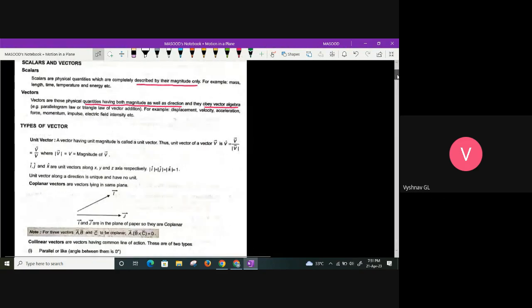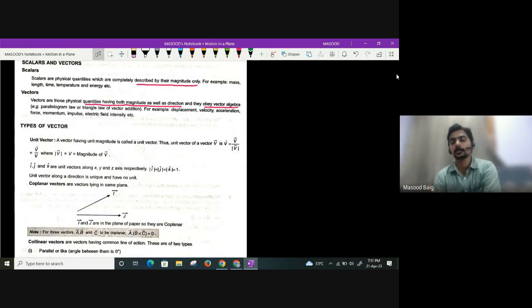Let's try to understand. Scalar is that quantity which is described only by magnitude. Vector is a quantity which is described by both magnitude as well as direction. One very important thing you need to understand is that even though a quantity has magnitude and direction, it is not necessary that it should be a vector quantity. For it to be a vector quantity, it has to obey the laws of vector addition, basically the triangle law, polygon law and parallelogram law.